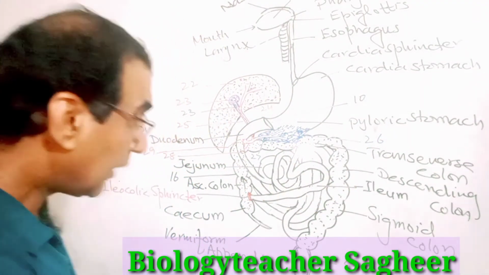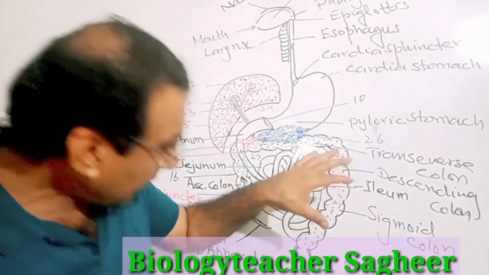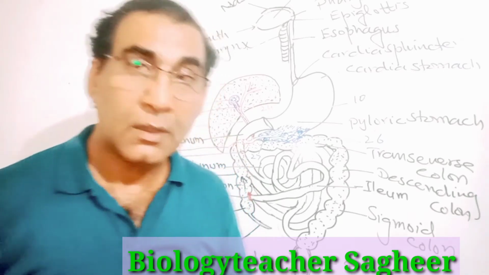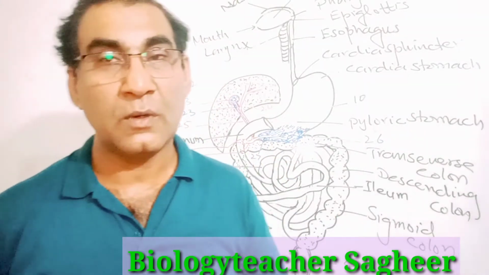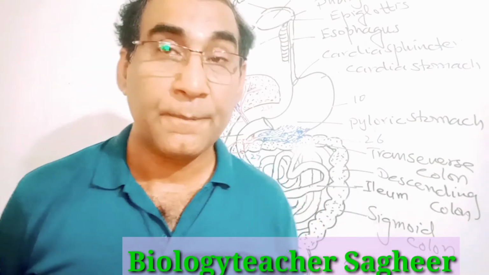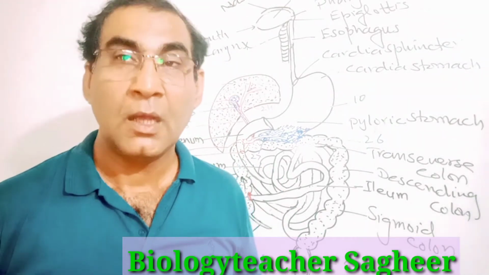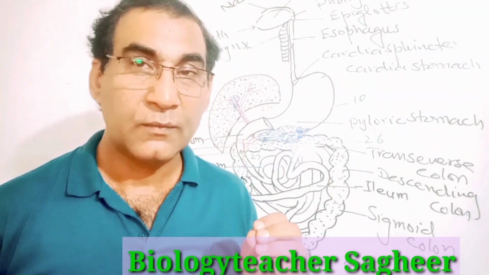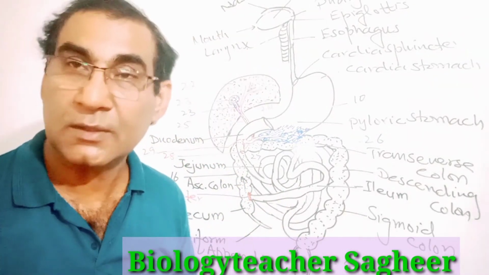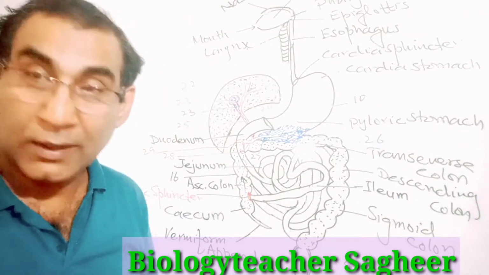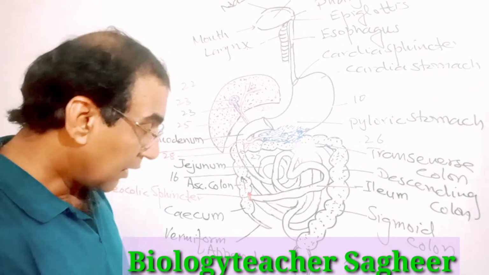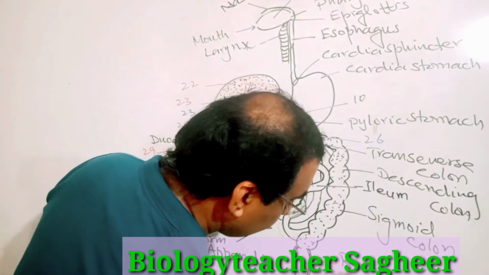Now the sigmoid colon leads into your rectum, where after the absorption of all the minerals and the water and digested food material, the roughage, the fecal material which should be given out of the body, is stored. I'm sorry, in the last part of your large intestine, that is what? The rectum.